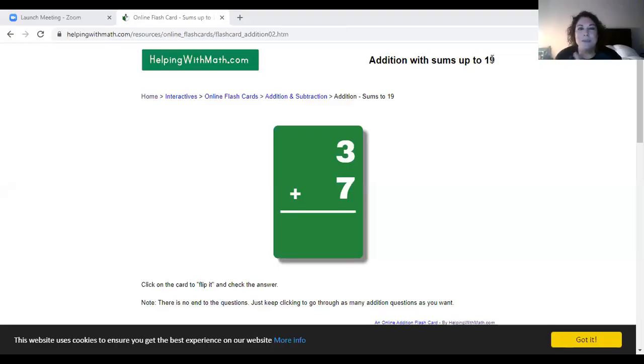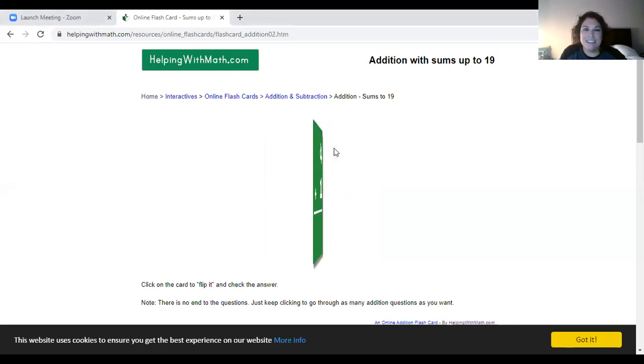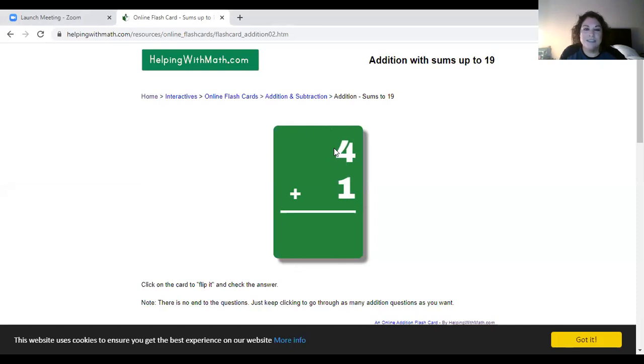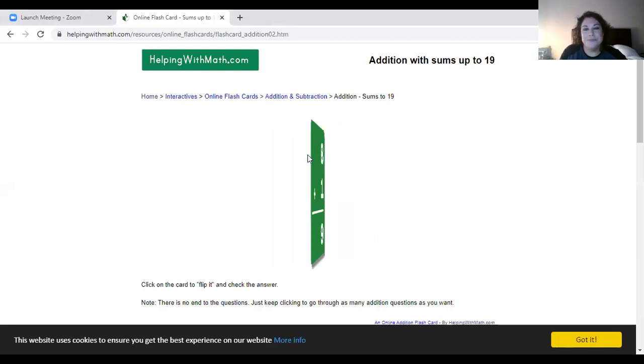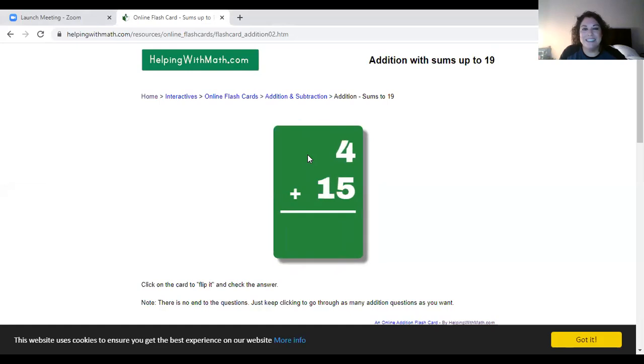Okay guys, so we're going to go a little bit faster this time. 3 plus 7. 10. 4 plus 1. 5. 8 plus 1. 9. 4 plus 15. 19.